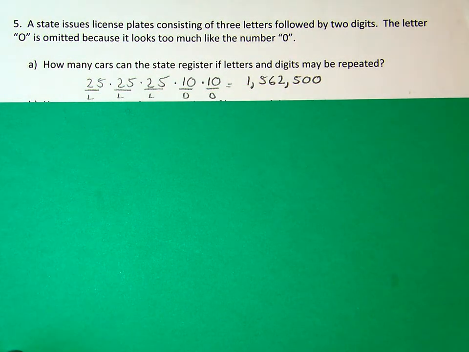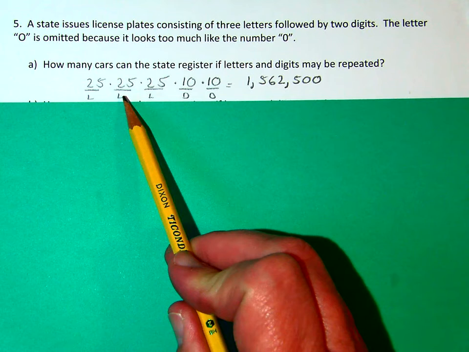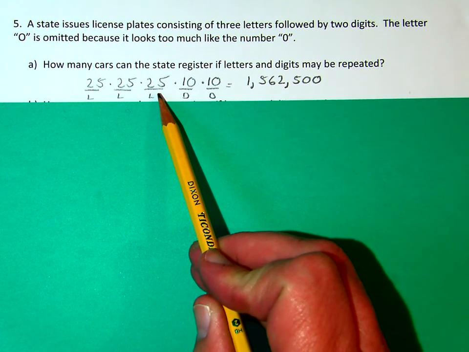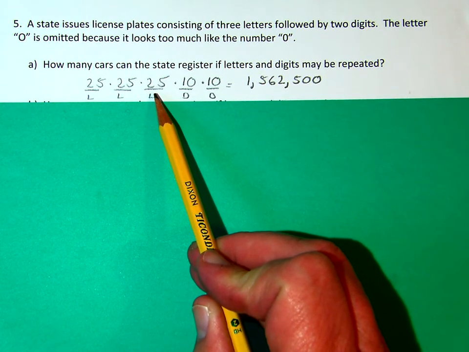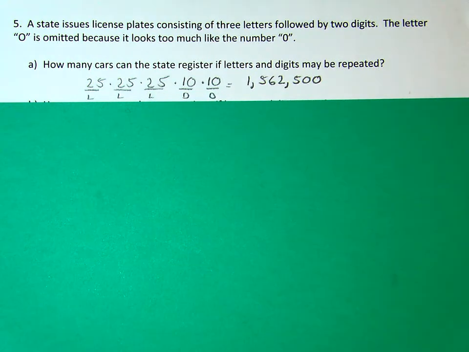So we have 5 choices we have to make. The first 3 slots are going to be letters. The second 2 slots are going to be digits. Now there's a grand total of 26 letters, but they specifically said O is omitted. So 25 times 25 times 25 for the first 3 slots. Now it said O is omitted. It didn't say anything about omitting 0. So all 10 digits are fair game for the last 2 slots.